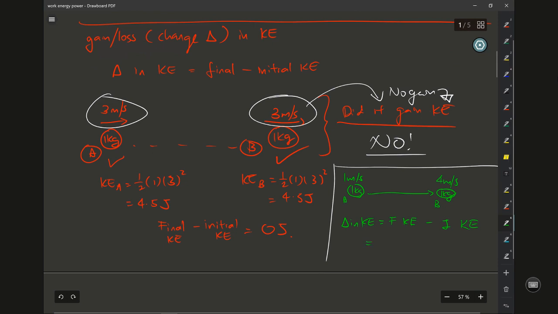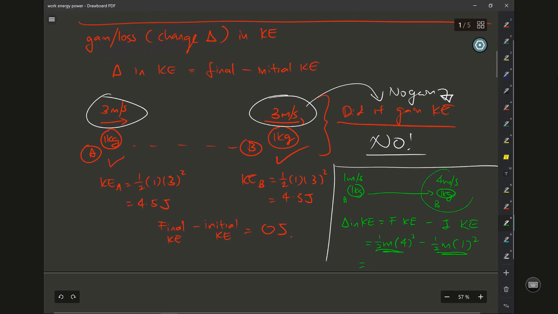Okay, and this is actually half m4 square minus half m1 square. A lot of people would just take half m4 square and say, oh, that's a change in KE. No, you have to use this idea that we have to take the final minus initial. So we have to take the difference.